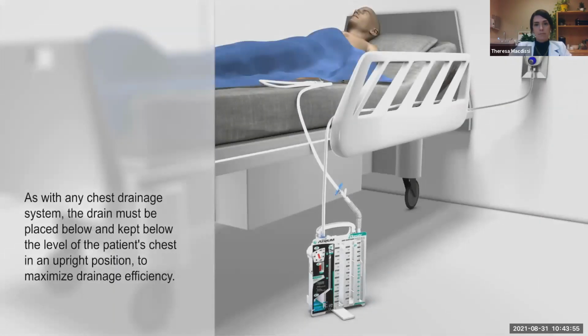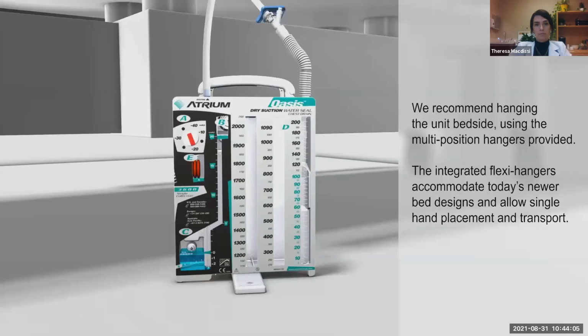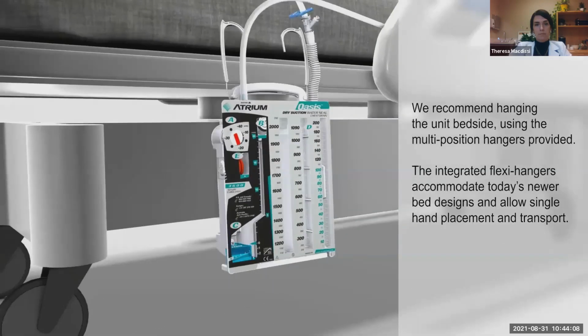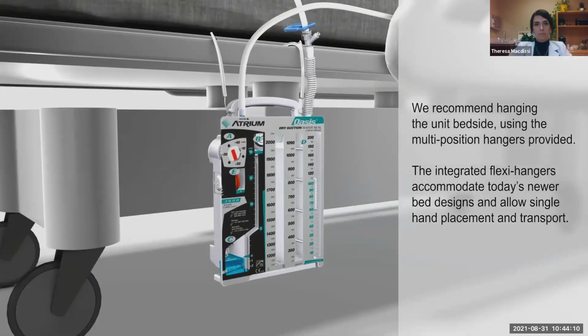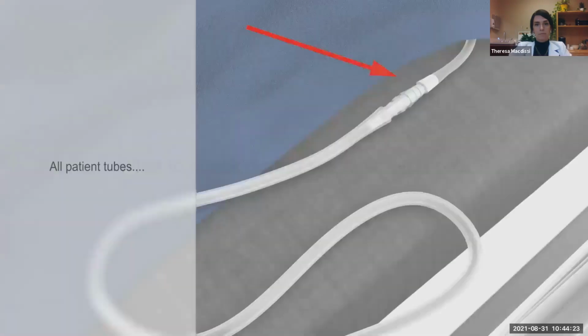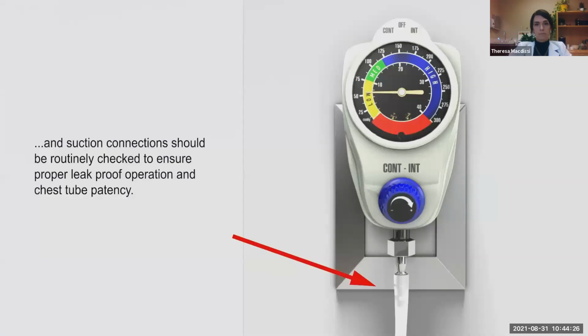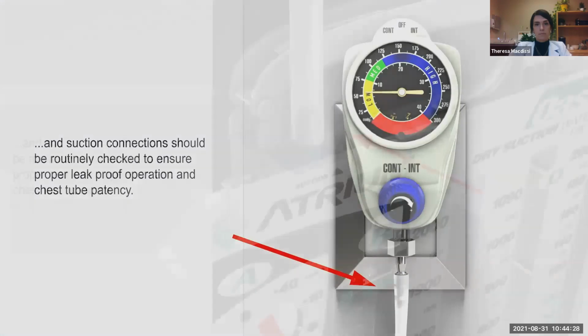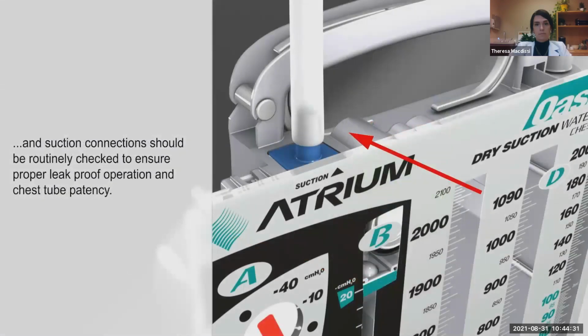As with any chest drainage system, the drain must be placed below and kept below the level of the patient's chest in an upright position to maximize drainage efficiency. We recommend hanging the unit bedside using the multi-position hangers provided. The integrated flexi hangers accommodate today's newer bed designs and allow single hand placement and transport. All patient tubes and suction connections should be routinely checked to ensure proper leak-proof operation and chest tube patency.